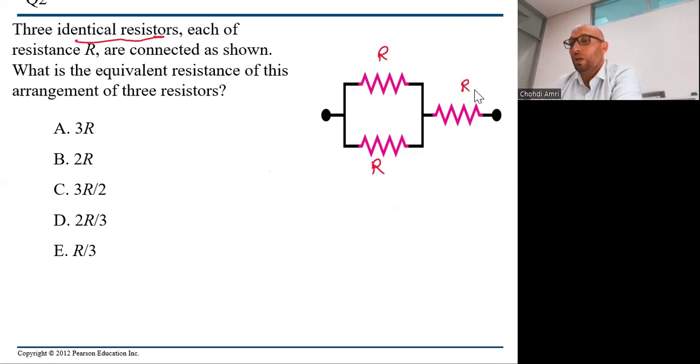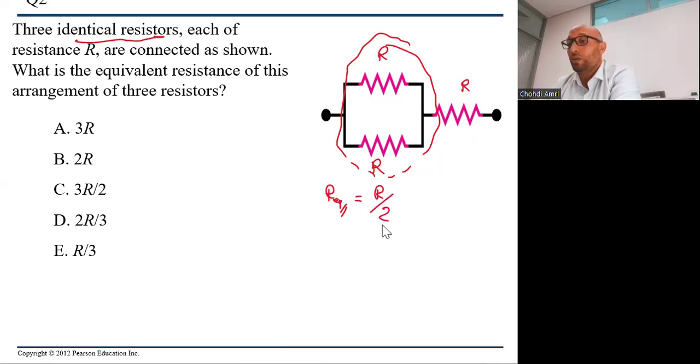If we write R here, these two are in parallel, and for the parallel combination, R equivalent will be R divided by the number, which is 2. Now we get that in series plus R, and this will be the total equivalent resistance. So it's going to be 3R over 2.